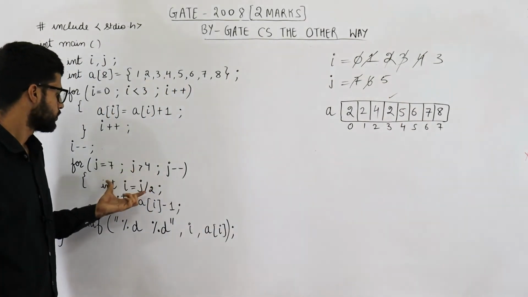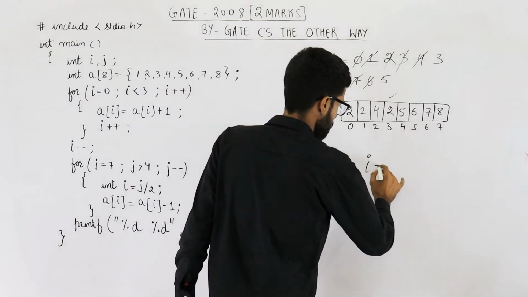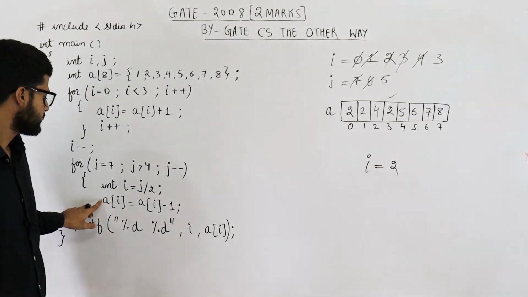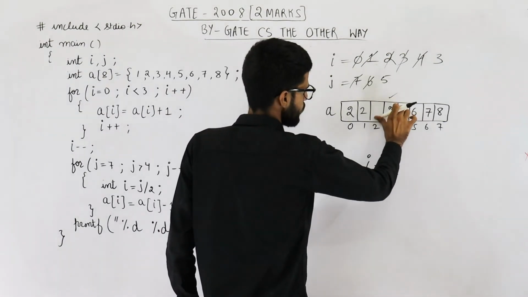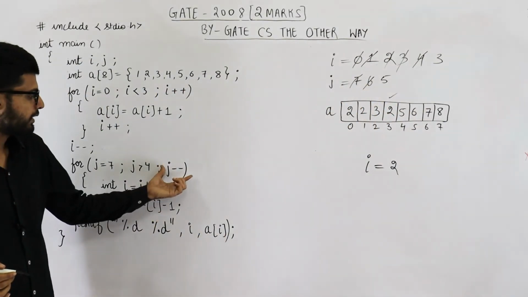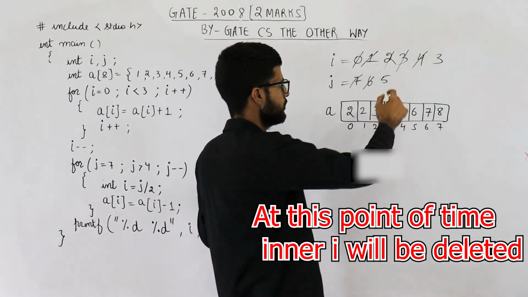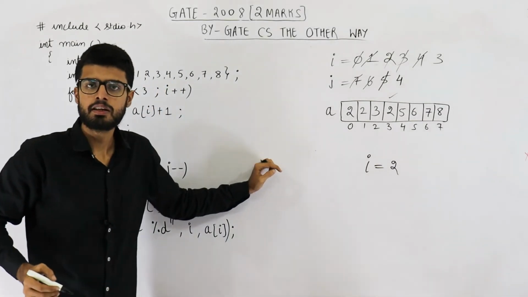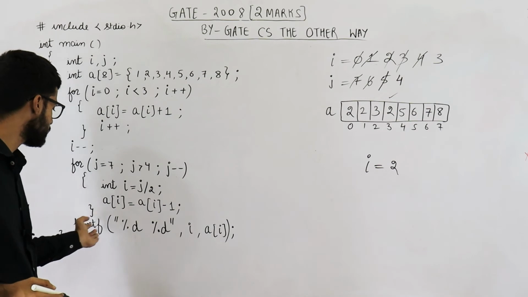This is true, so declare a variable called i, assign 5 by 2 to i. So 5 by 2 means 2, i is 2. Then this line says a[2] = a[2] - 1. So this value now becomes 3. Then come to the update expression, j will become how much? 4, which means this time the condition will evaluate to false. 4 is greater than 4 is false, so come out of this loop.